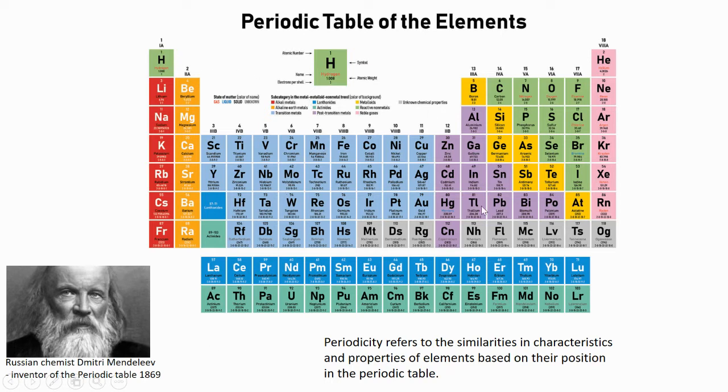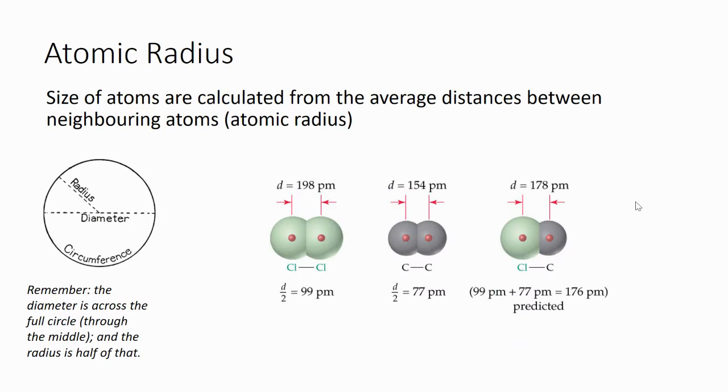Over the last 150 years, our understanding of how important this is and how it relates to everything in the universe, all materials, all matter in the universe, has become even more important. So periodicity refers to the similarities and characteristics and properties of elements based on their position in the periodic table. So we look at the trends across and down and what the periodic table can tell us about the properties of these elements. The first thing we're going to look at is atomic radius.